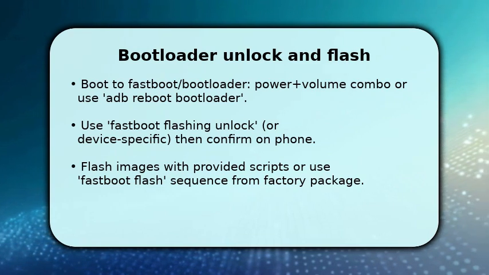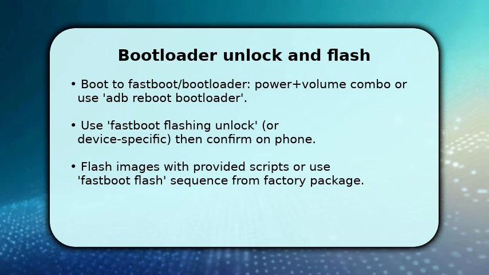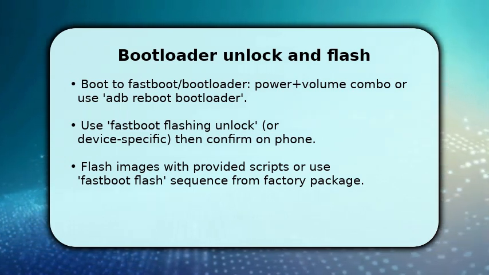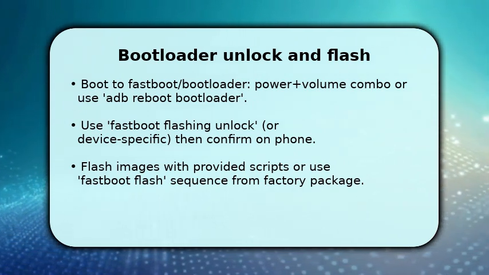Reboot the device to the bootloader using the button combo or adb reboot bootloader. Then run the appropriate fastboot unlock command and confirm on screen. Unlocking wipes the phone, which is why you backed up. After unlock, follow the factory image instructions.